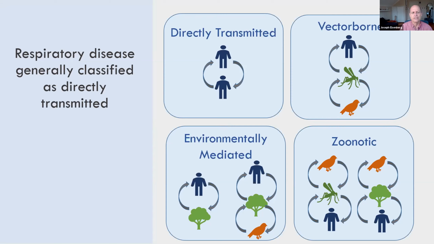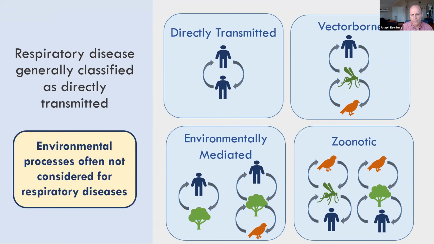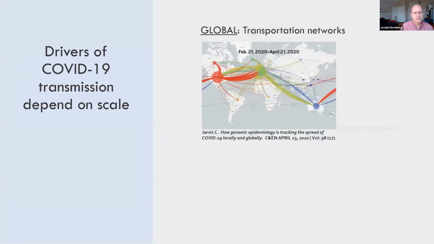Respiratory diseases have generally been classified as directly transmitted, measles and influenza and such, and therefore the environmental process is often not considered for respiratory disease. But in many of these diseases, and even for diseases like TB, we've seen that the environment can actually play a significant role, and maybe it should be more classified in this environmentally mediated category down here, as opposed to the directly transmitted category.